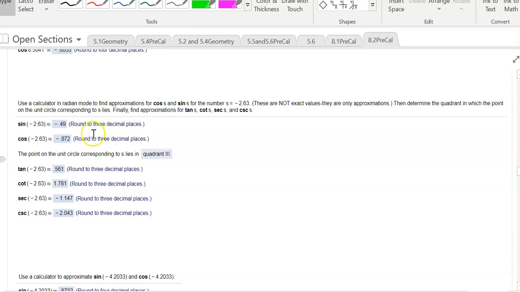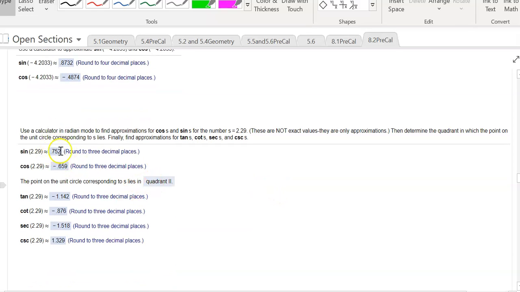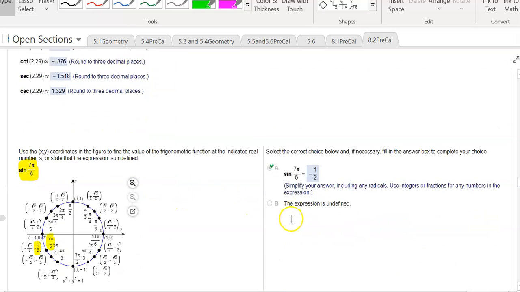And then finding the quadrant, once again, I'm only concerned about these positive and negative. So my y value is negative, my x value is negative. That only happens in quadrant 3. And then same thing here, my y value is positive, my x value is negative. That only happens in quadrant 2.